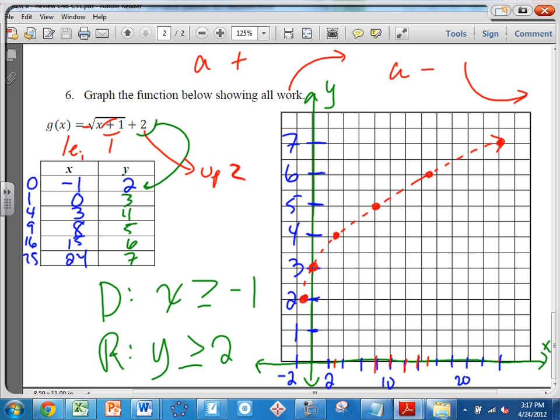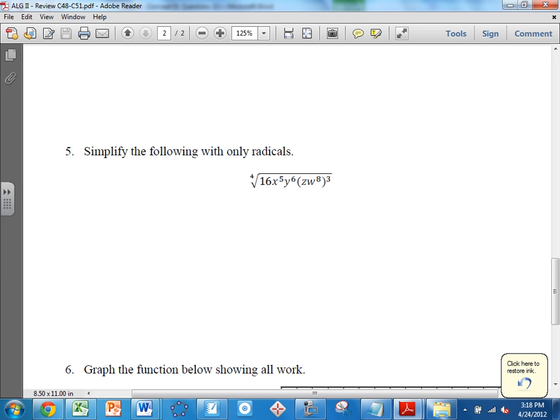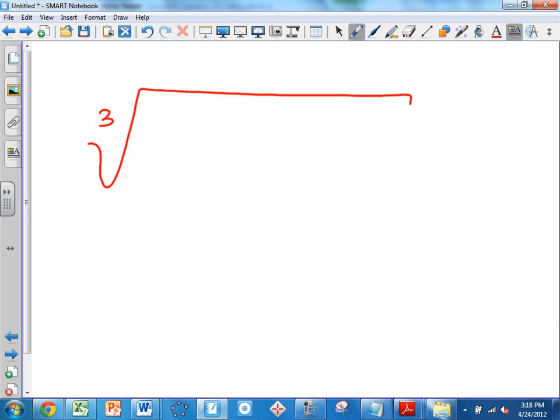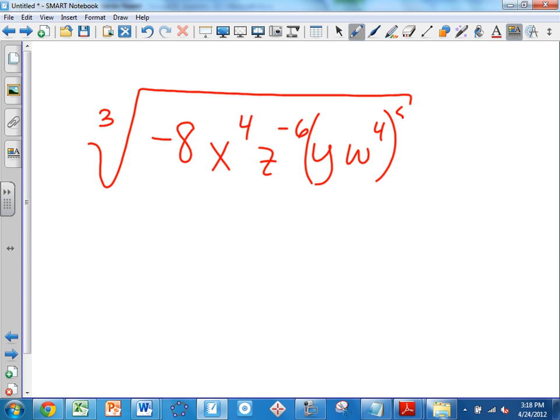Okay, again, because had there been a negative here, these numbers would have all changed. It would have been 1, 0, -1, -2, -3, which means I would have had to carry down this way. Okay, I would carry on that way. All right, let's do one more problem like this one here. Okay, just to reiterate this. So, let's say we now have the third root of -8 x to the 4th z to the -6th parentheses y w to the 4th all to the 5th.